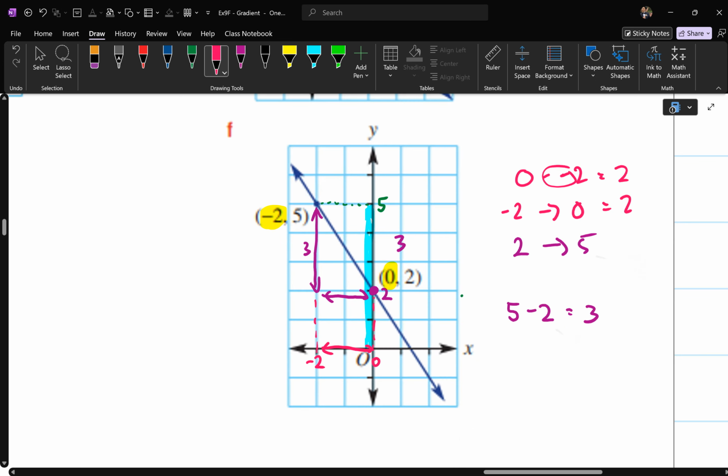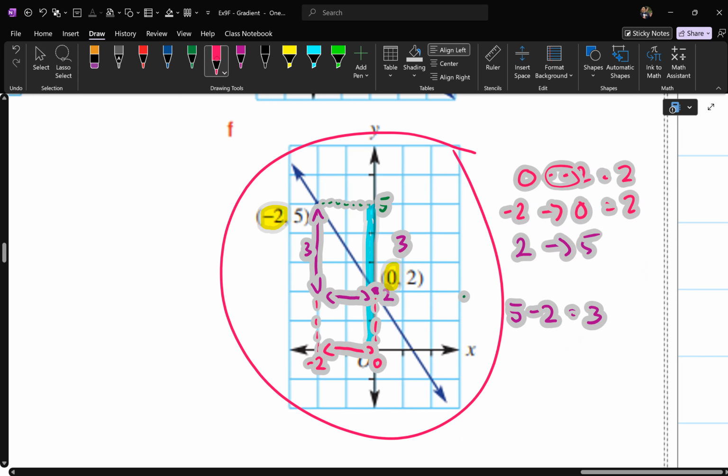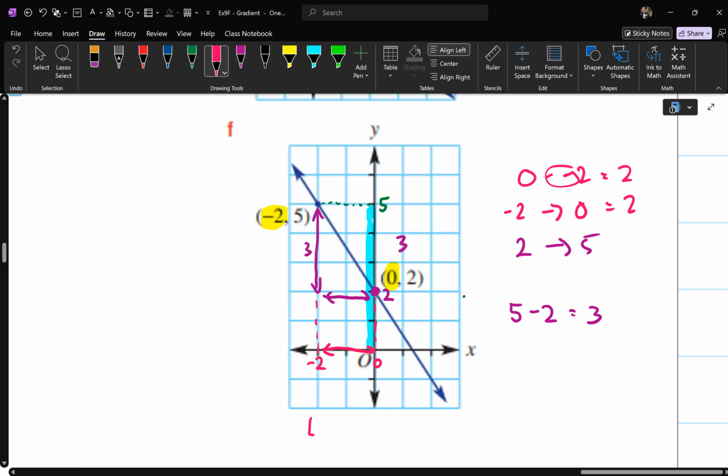But one of the things you've got to be careful about is, what type of gradient is this? Hopefully you can tell that it's declining from left to right. It's going down. So hence m is equal to negative of, now it goes down by 3, and then it goes across by 2. So m equals -3 on 2.